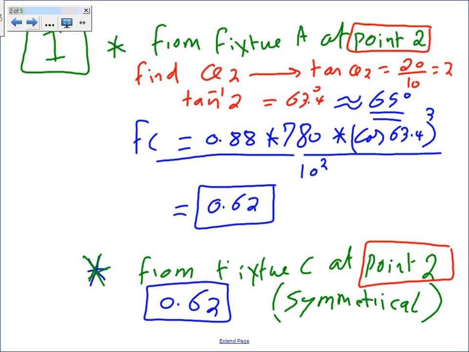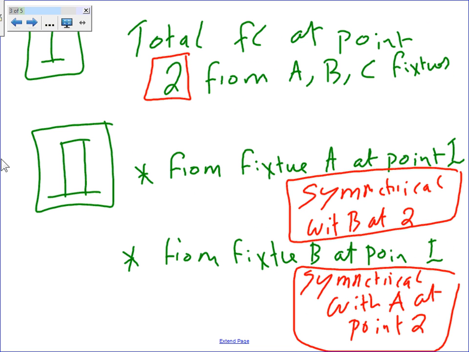So we found all the contributions at point 1. Now what I'm going to do next is find the total foot candle at point 2 from A, B, and C. What do you think you're going to do with them? You're going to add them up, right? So I'm going to add the contributions at point 2 from A, B, and C.